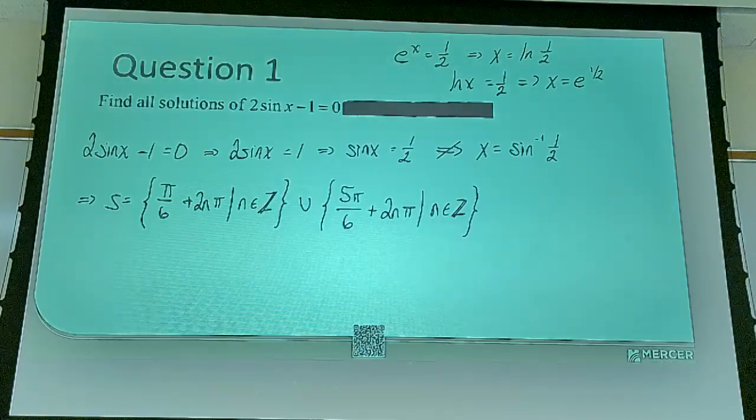This is an extremely common mistake when first learning to solve trig equations: you just take the inverse trig function of both sides and stop. You can't do that.